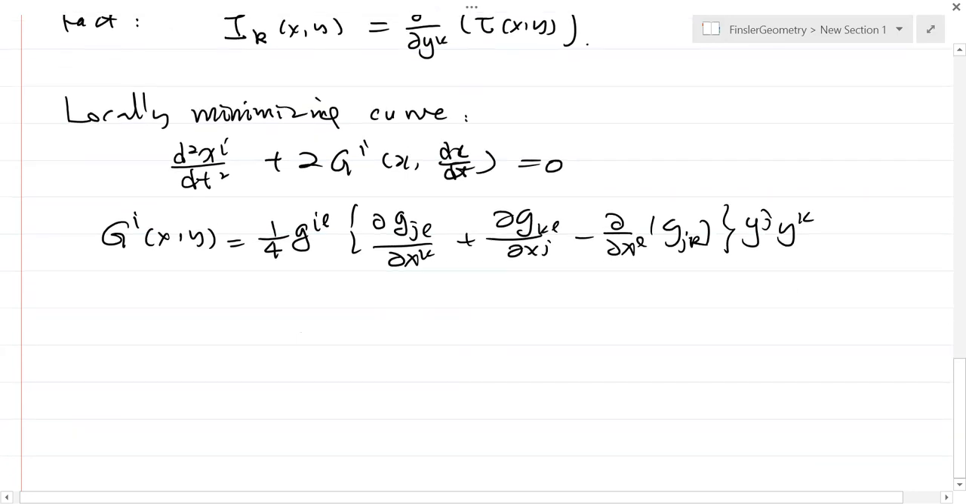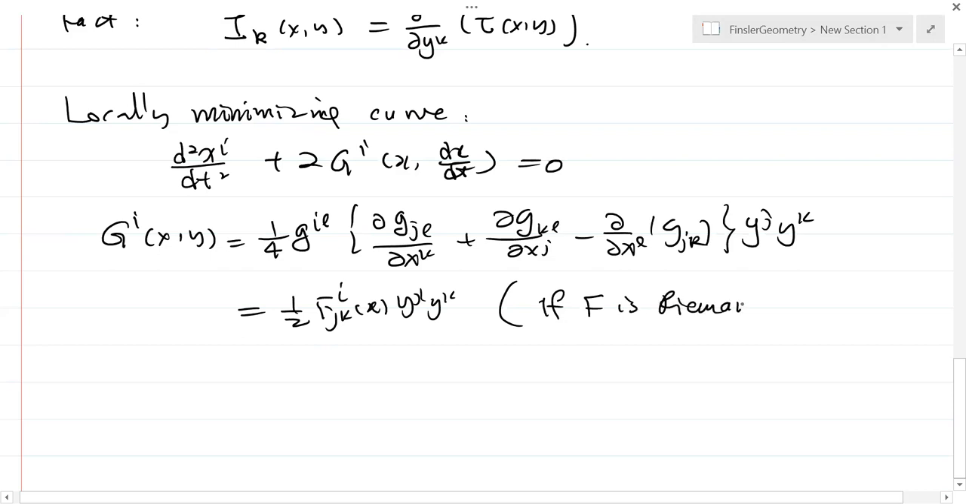So it's very similar. Maybe you're familiar with the Christoffel symbol in Riemannian geometry. Yes, that's true. In the Riemannian case, this is just half of the Christoffel symbol. In the Riemannian case, this is half of gamma^i_jk(x) y^j y^k, if F is Riemannian. So in the general case, you also have a system of differential equations that characterizes geodesics.